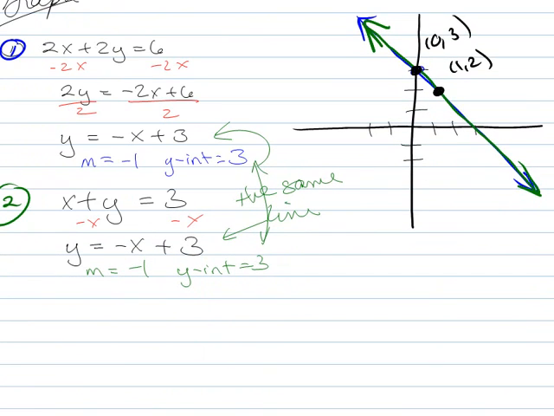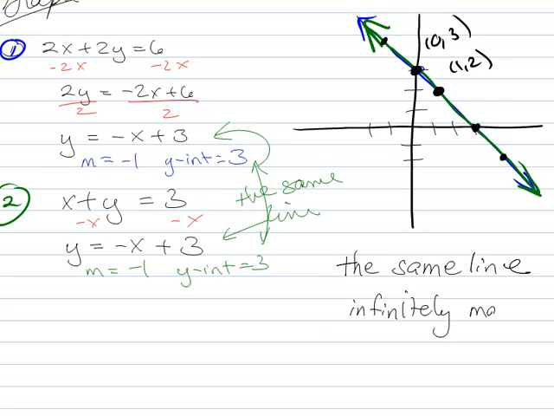So what else is a solution? Is this point a solution? Yes. Is this point a solution? Yep. Is this point a solution? Yes. So what's going to happen is, if you have the same line, that means that you're going to have infinitely many solutions. The same line means you're going to have infinitely many solutions.